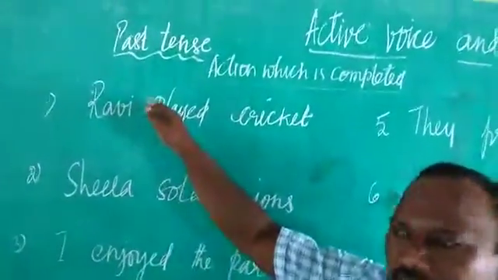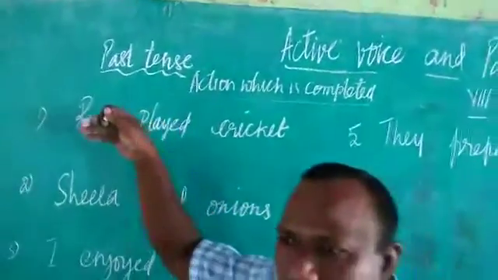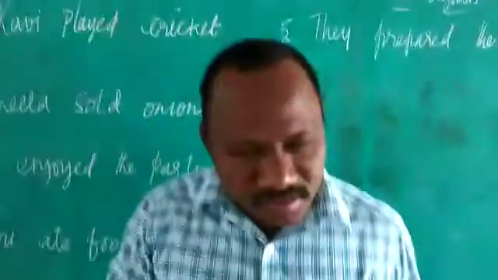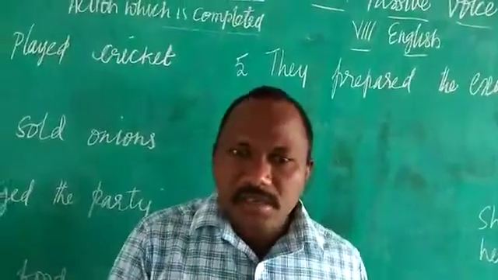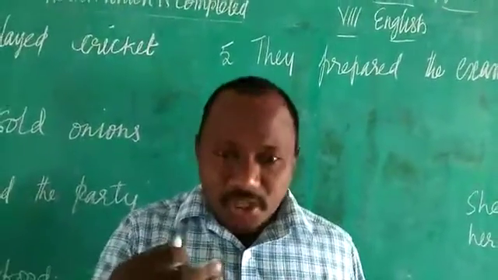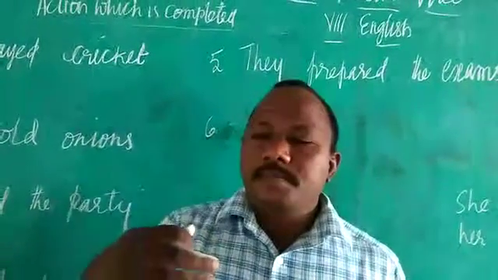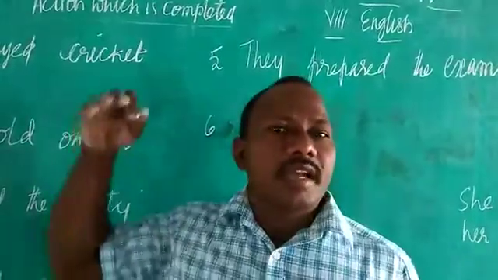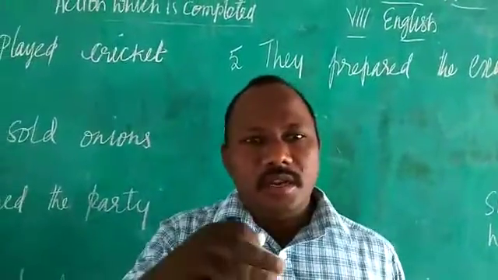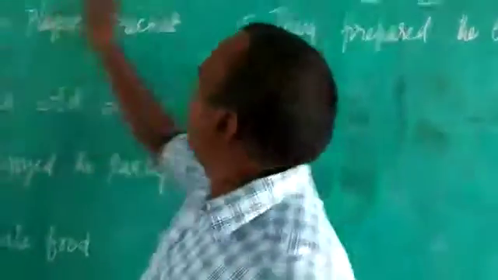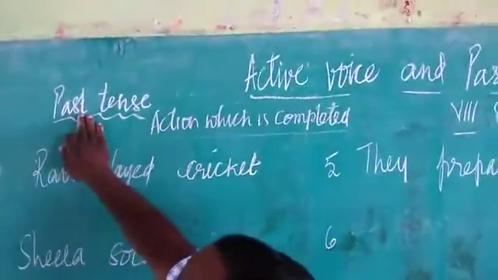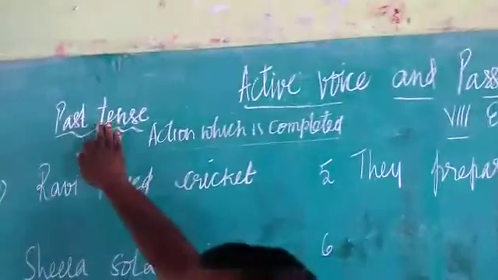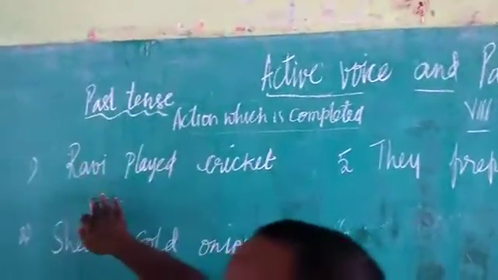Past tense. Okay, we had discussed a number of sentences in the last class, and what is present tense and what is the structure of changing the present tense sentence in active voice to passive voice. Okay, now let's go on to the board. Today we are going again with active voice and passive voice, but today we are going with the past tense, and the sentences in past tense.